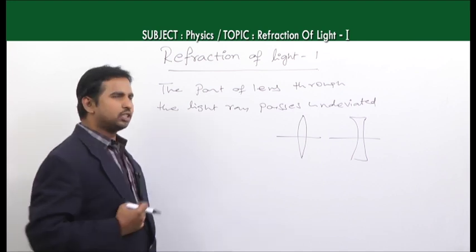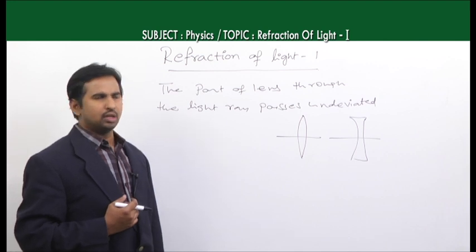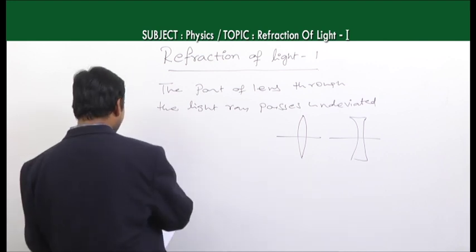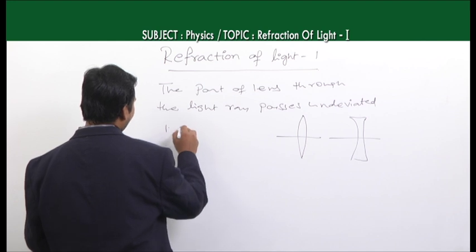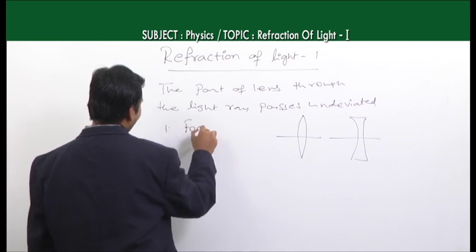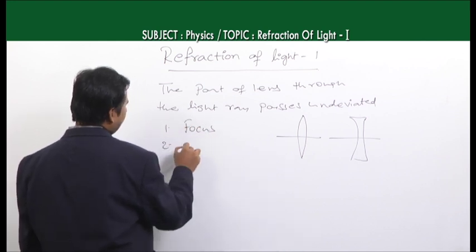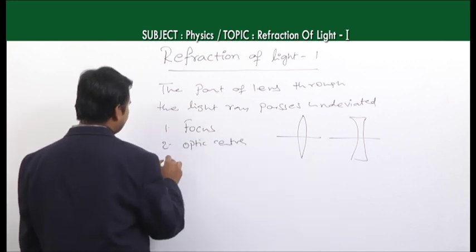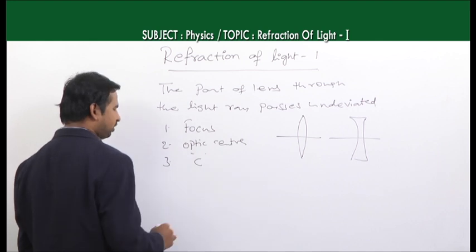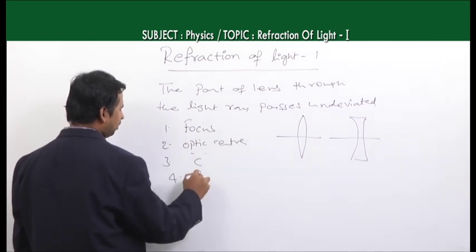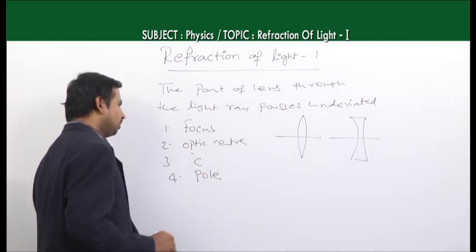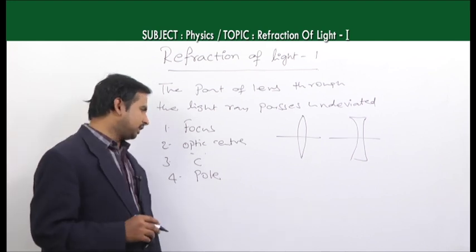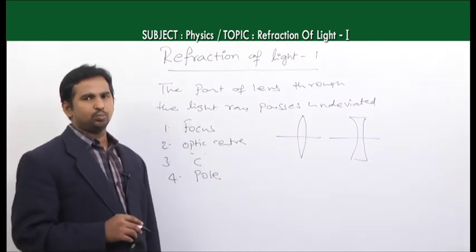So, through which part is that possible? That is the question, for which we are given the options: the first one is focus, the second one is optic center, the third one is center of curvature, and the fourth one is pole. Okay. So, focus, optic center, center of curvature and pole.